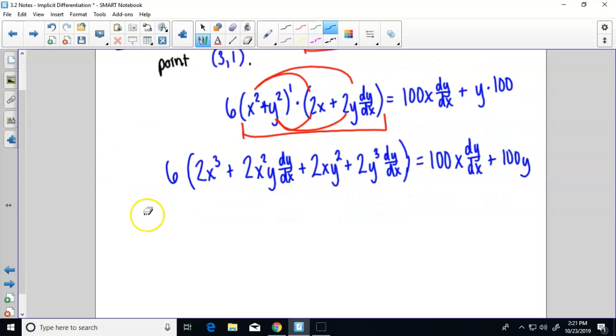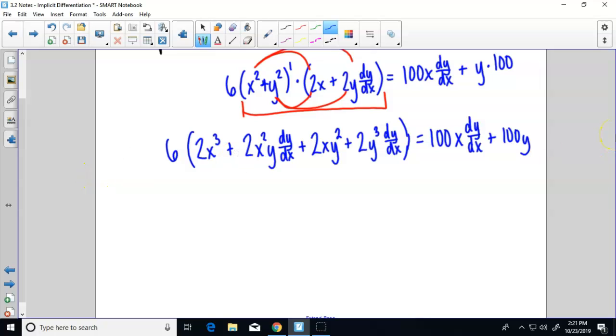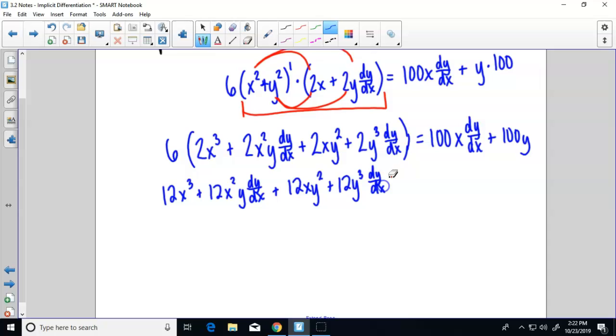And you could go ahead and distribute your 6 here, which is going to turn all your 2's to 12s. So 12x to the third plus 12x squared y dy/dx plus 12xy squared plus 12y to the third dy/dx equals 100x dy/dx plus 100.